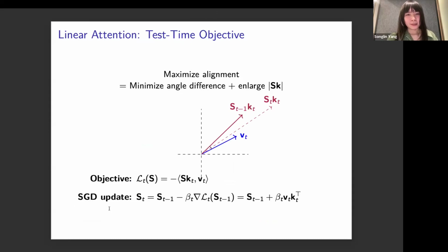Here we have the linear attention's test time objective. It is the negative inner product between the value and the transformed key. We use the recurrent hidden state to do the linear transformation. This is why we first want to introduce the concept of fast weight programming. From the perspective of fast weight programming, it becomes clearer that the memory state is essentially some sort of linear transformation with fast weights.